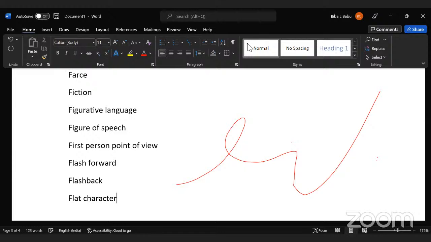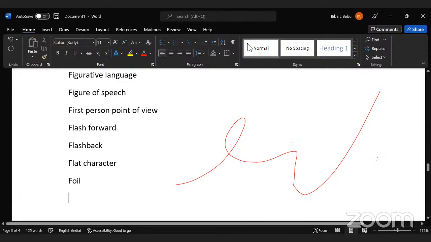Next is flat character. There are different types of character like flat character and round character. Flat character is a character in the novel who remains unchanged. Throughout the story, this character does not change. Whereas a round character changes. The round character changes, whereas the flat character does not change.